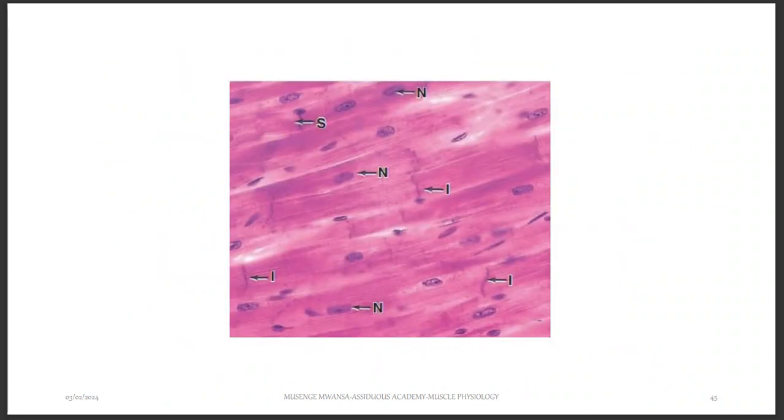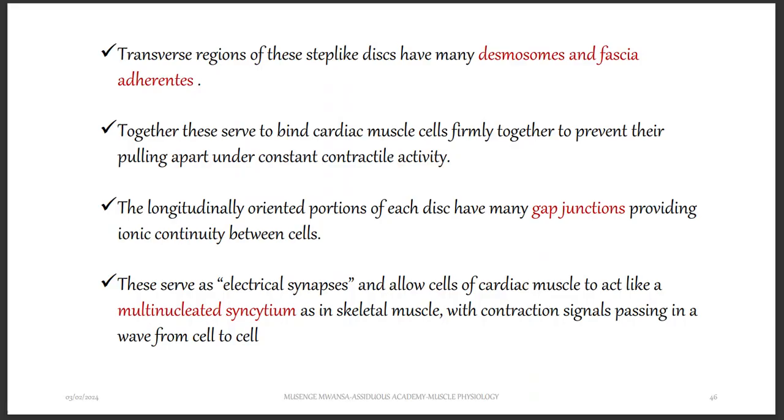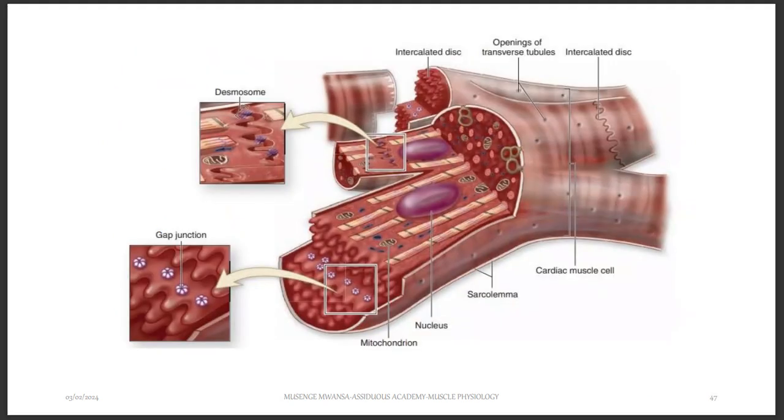You can see how they are there, unlike skeletal muscles. They are going to have gap junctions, and you are going to find the desmosomes and fascia adherens. You can see these are the spaces here. Okay, the gap junctions are there, and you also have the desmosomes.